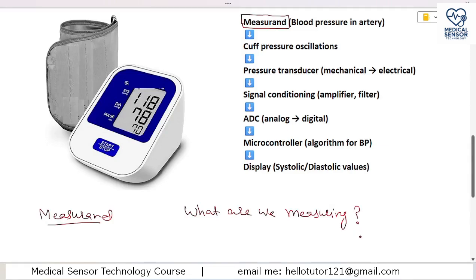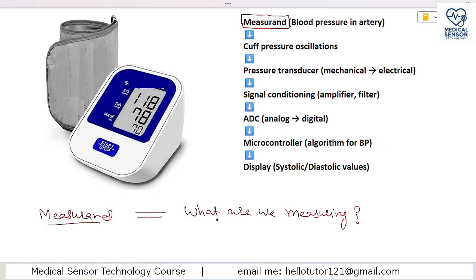If we have this blood pressure monitor, obviously we want to measure the blood pressure in the artery, right? This is what is called the measurand. So if we are measuring blood pressure, the measurement is blood pressure in the artery. For example, if we want to measure the electric potential of the heart, then it is ECG, and the measurement is the electric potential of the heart. Similarly we have USG and all those things.